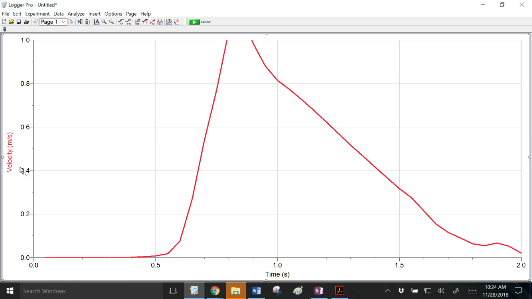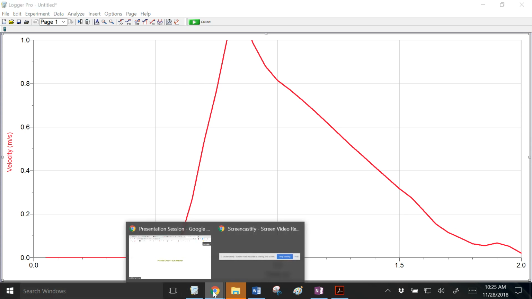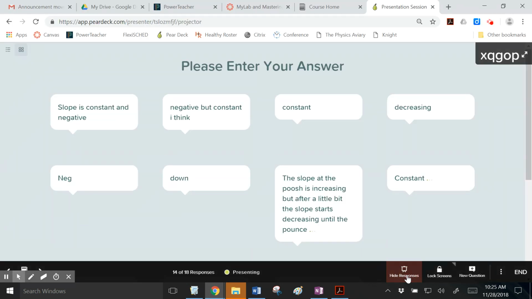From between, yeah, so this bit that I haven't scribbled on here. So if you look at this, if I hold a meter stick up to it, that slope is, so I'm seeing constant and negative but constant, I think.